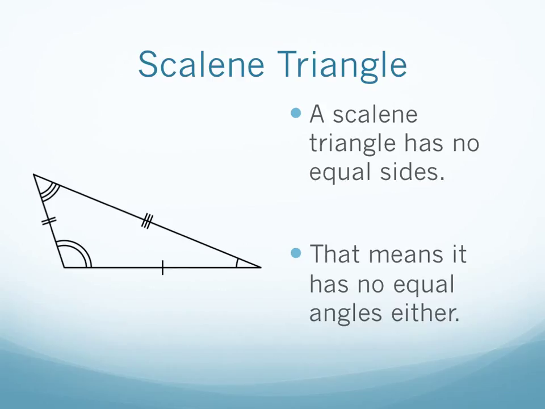The 3rd way to name a triangle by its sides is to call it a scalene triangle. A scalene triangle has no equal sides, which means it has no equal angles either. If you take a look at this example triangle, you can see all 3 angles are different measures and all three sides are different lengths.